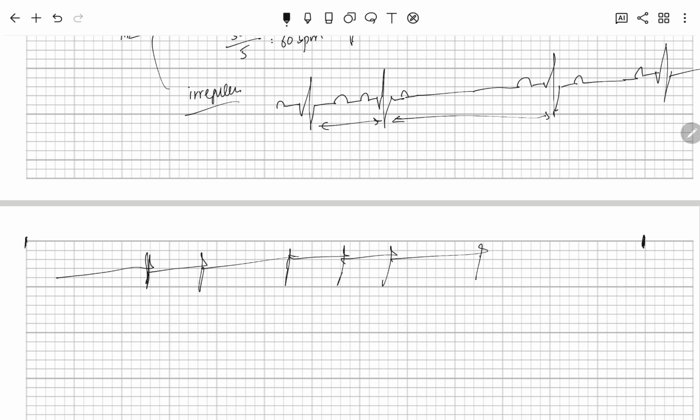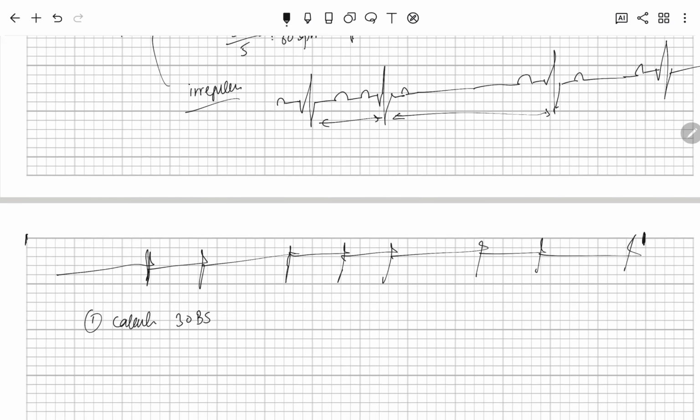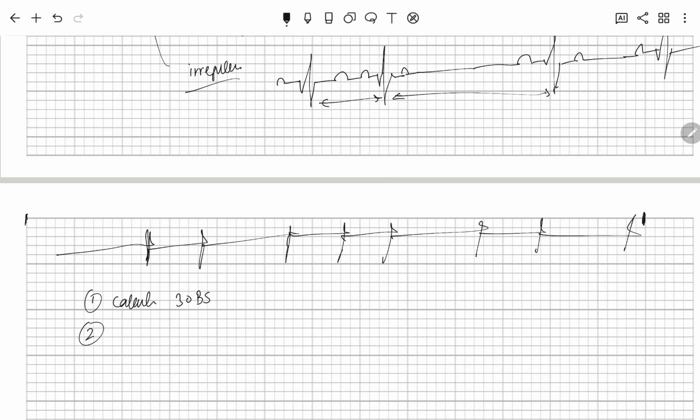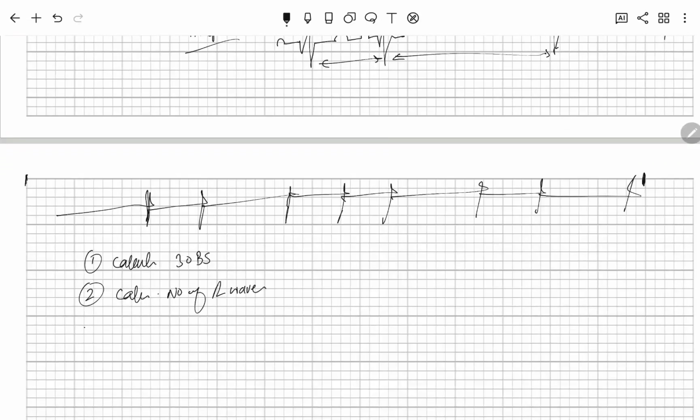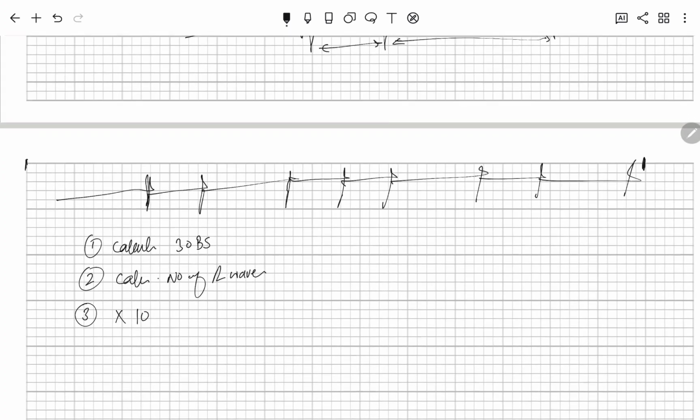First we have to calculate 30 big squares, right? The second step is to calculate the number of R waves. And the third step is to multiply the number of R waves we calculated in step 2 by 10, and that's how we get the heart rate in an irregular rhythm, right? So let's calculate that.